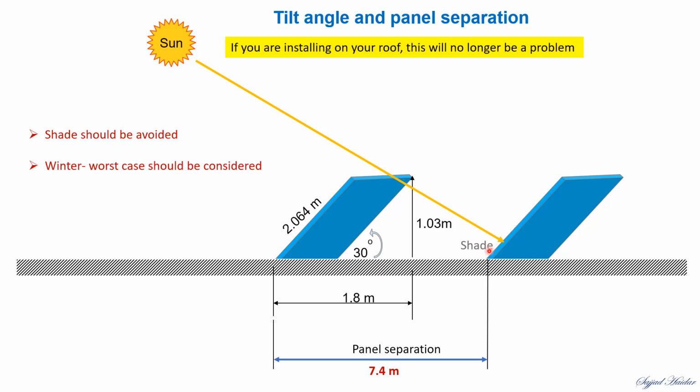So to get the maximum available power, the separation should be sufficient. In the case of Vancouver, it is 7.4 meters. But in other regions, for instance, places close to the equator, this panel separation will be very, very short.